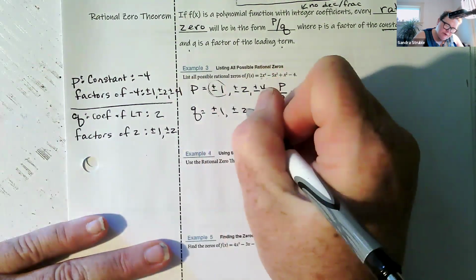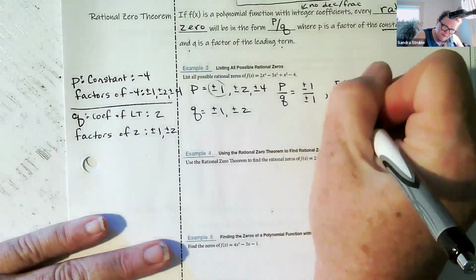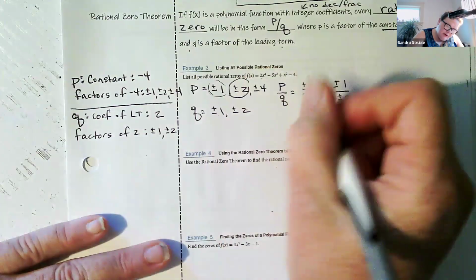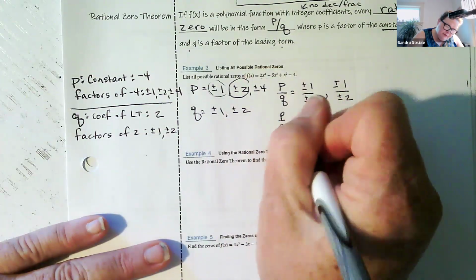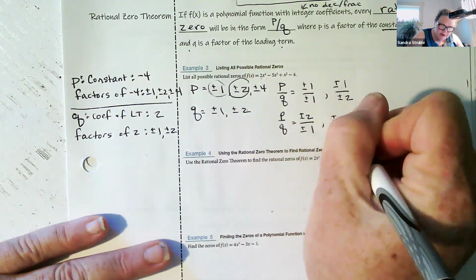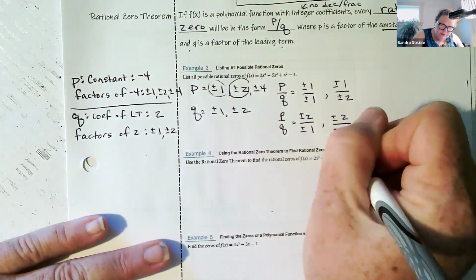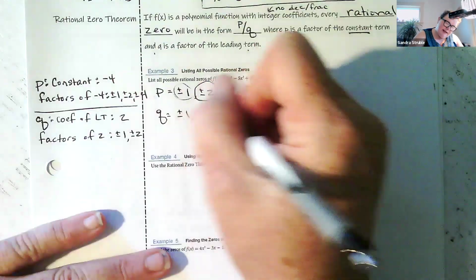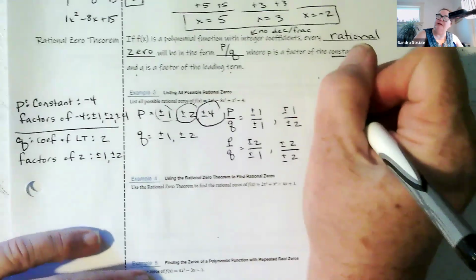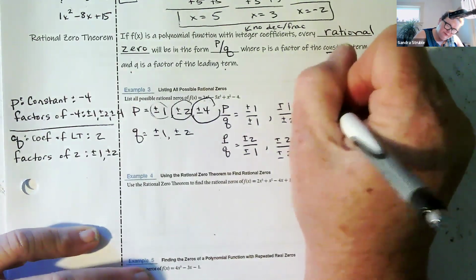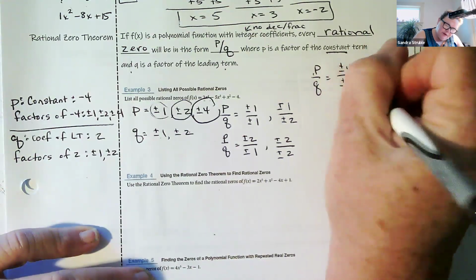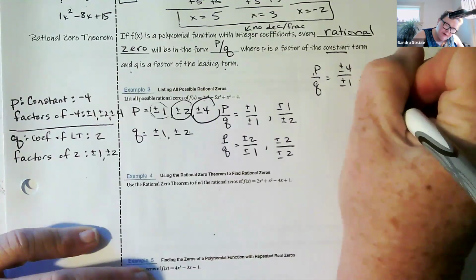And then plus or minus 1 over plus or minus 2. All right, I've done this one. Now I need to do this one, p over q. Plus or minus 2 over plus or minus 1, and plus or minus 2 over plus or minus 2. Last one, you need to do plus or minus 4. I'll come up here, need a little more space. Plus or minus 4 over plus or minus 1, and plus or minus 4 over plus or minus 2.